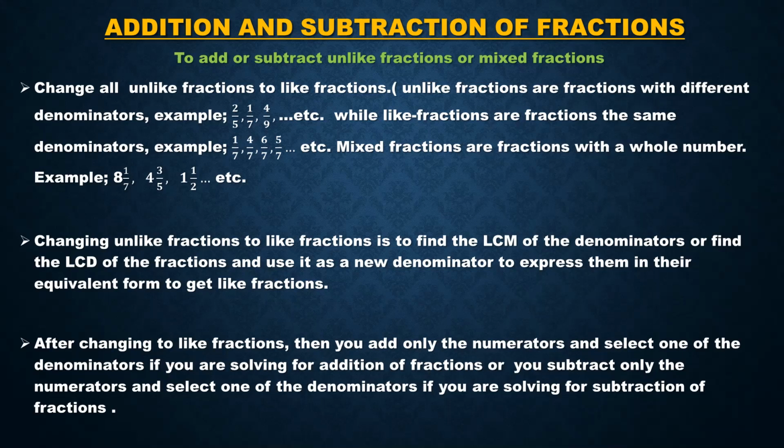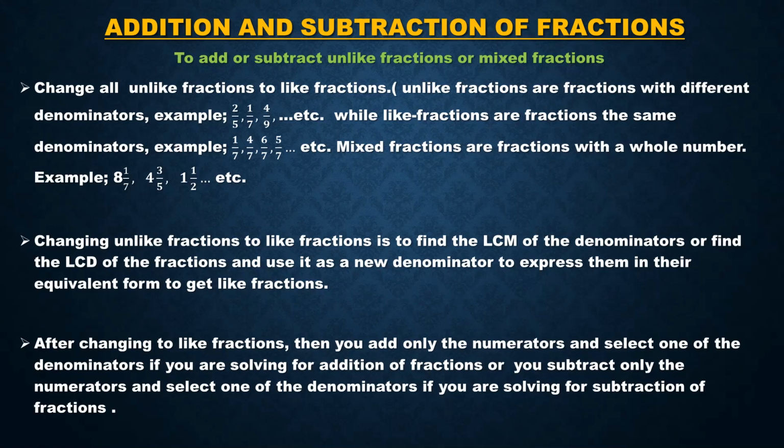When we talk about unlike fractions, they are fractions with different denominators. Example, 2/5, 1/7, 4/9. You can see clearly that the denominators here are 5, 7, 9. They are different. Therefore, these fractions are called unlike fractions.